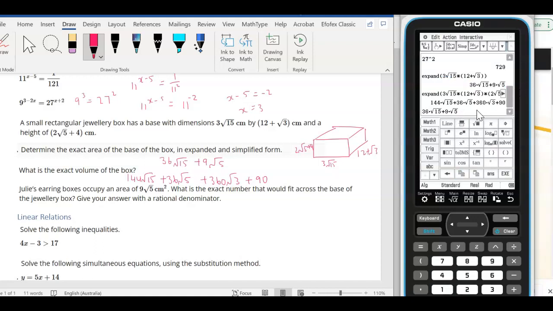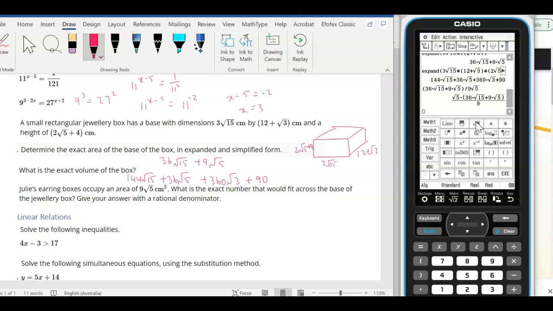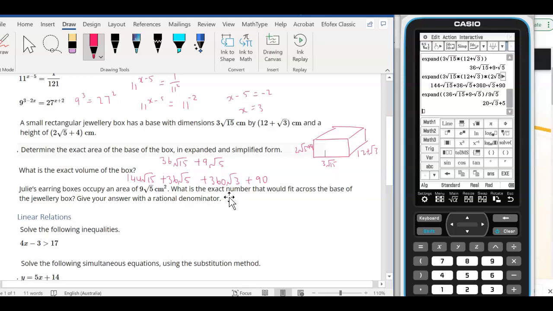There we go. All right, that's our area. Let's divide that now. Divide by 9√5, and then press enter. Remember what I did, I forgot to expand, so let's go back to expand. I don't even think I need to put a bracket on the end. Oh, that's nice, isn't it? 20√3 + 5. Now it says a rational denominator, I wonder. Anyway, 20√3 + 5.